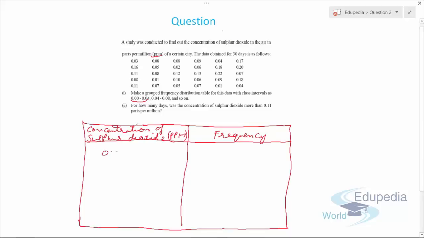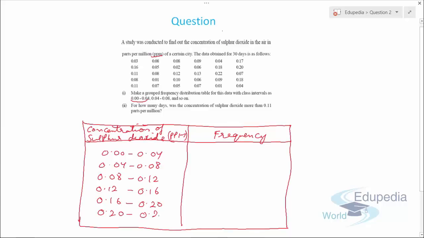Now the class interval should be 0.00 to 0.04. So we need to write 0.00 to 0.04, then 0.04 to 0.08, then 0.08 to 0.12, then 0.12 to 0.16, 0.16 to 0.20, then 0.20 to 0.24, right?